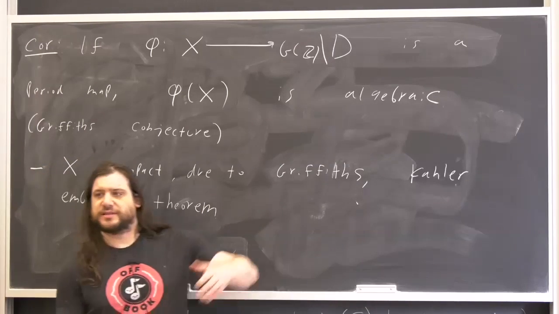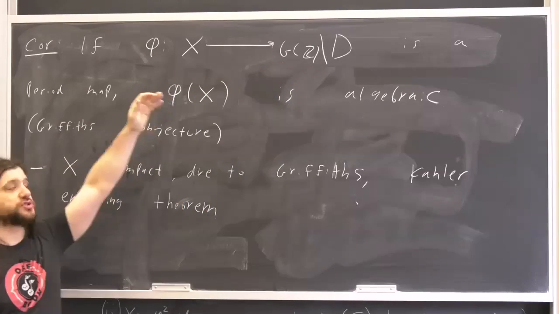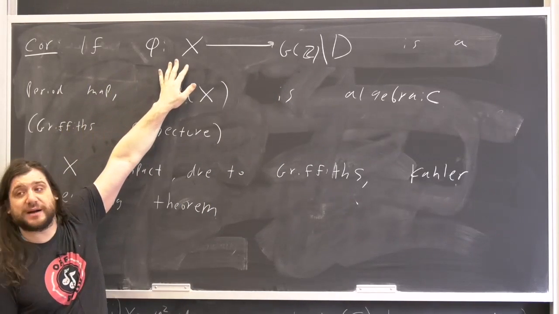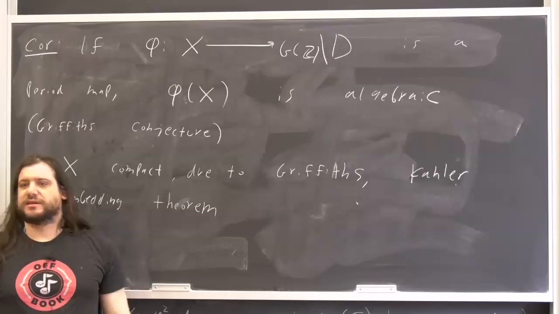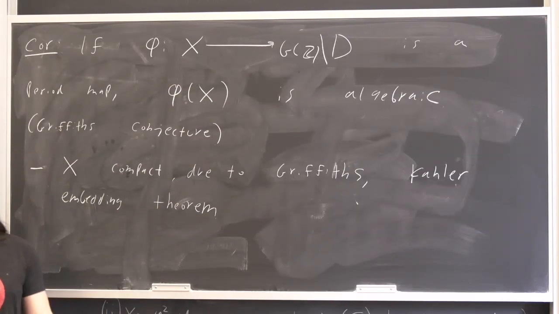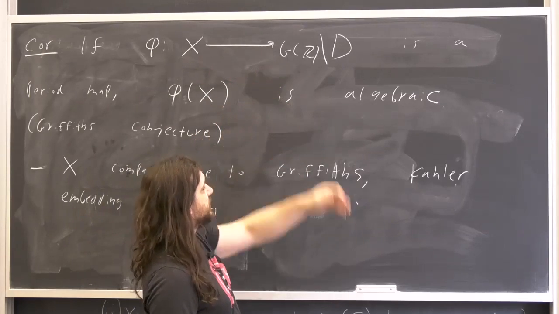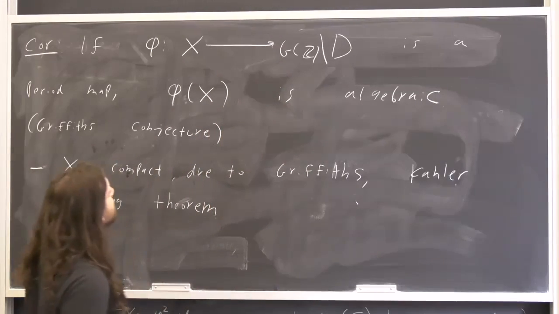Because there's a certain line bundle you can just write down using the Hodge theory, which is going to become positive and integral on X. And just using the differential geometry, you can show that that gives you a projective embedding. So if you're compact, you're mapped to projective space immediately, and that means you're algebraic.